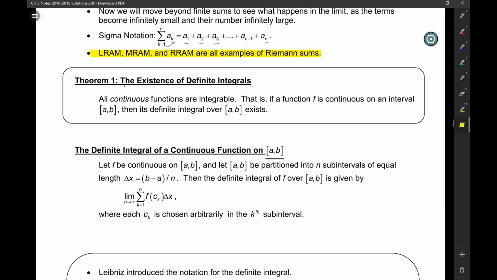Now let's talk about this theorem for a minute. It says the existence of definite integrals. This process is going to lead us to what we call an integral. This says all continuous functions are integrable. That means if a function f is continuous on the closed interval [a, b], then its definite integral exists. If this doesn't mean that much to you right now, you're good. It shouldn't. Later on it will.